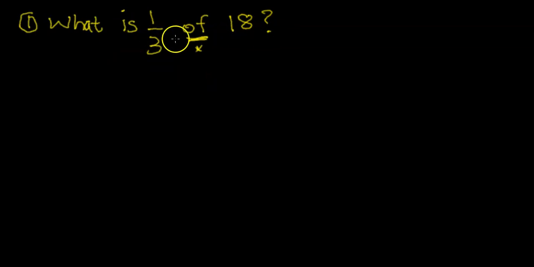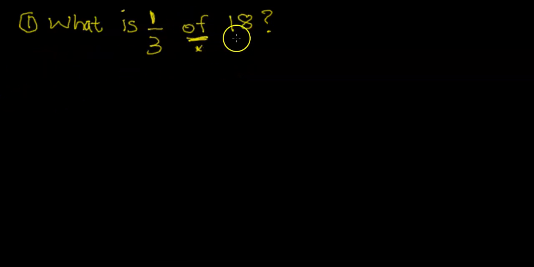But the reinterpretation of this question is you have 18 of a certain quantity, let's say oranges. If you divide those oranges into 3 equal portions, how many will be in each portion? That's how you interpret this. So that's the 1/3.